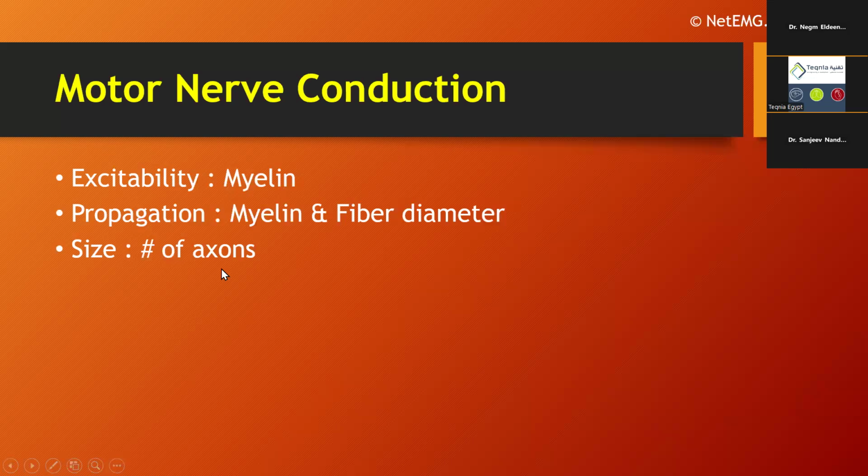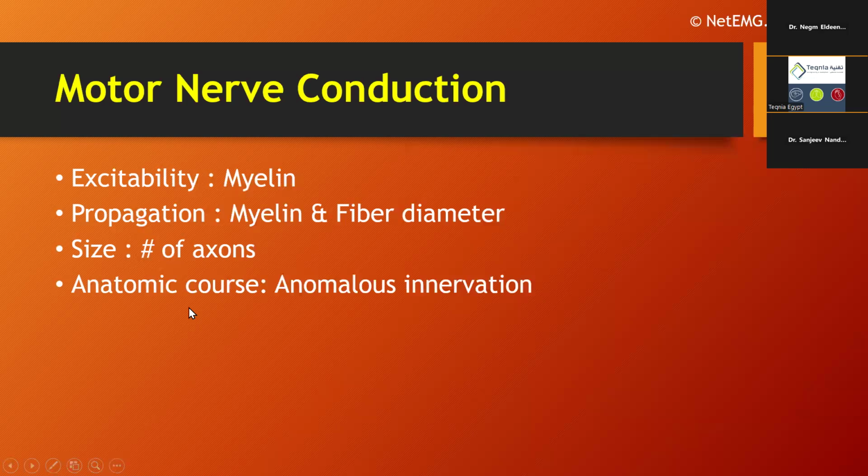This is important when looking at progressive diseases such as motor neuron disease. And sometimes our nerves don't follow the traditional course. We have so-called anomalous innervation, which can be confusing in interpretation of data.